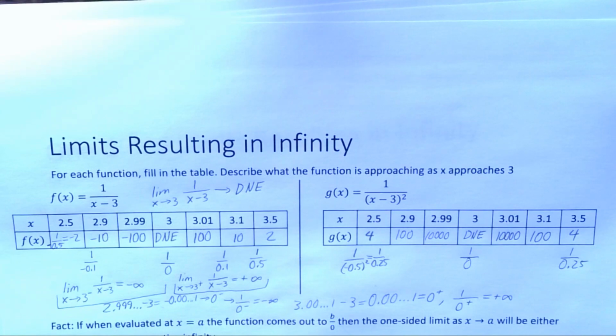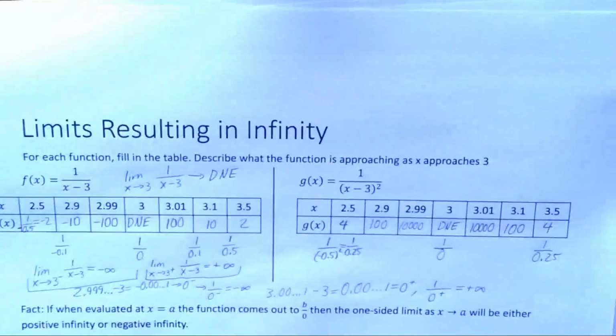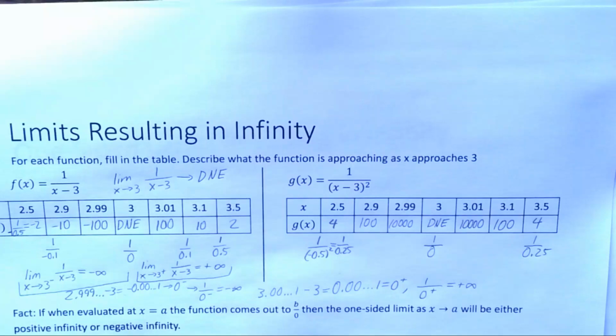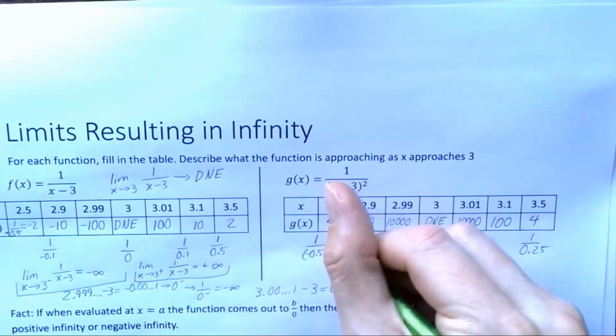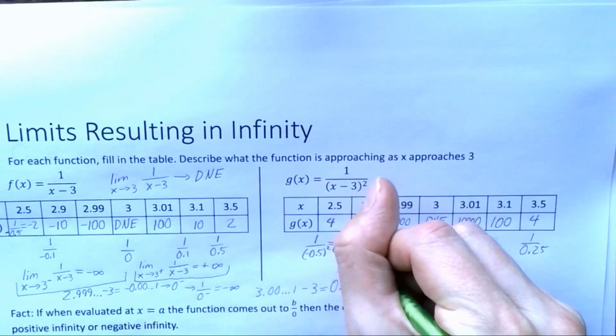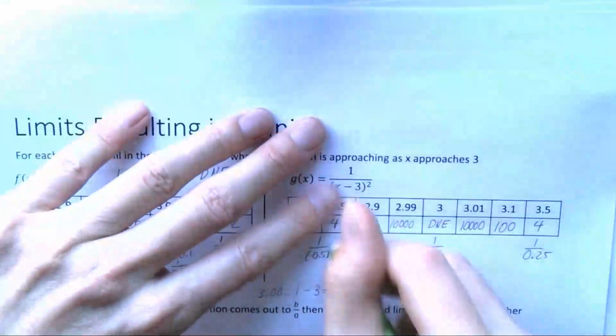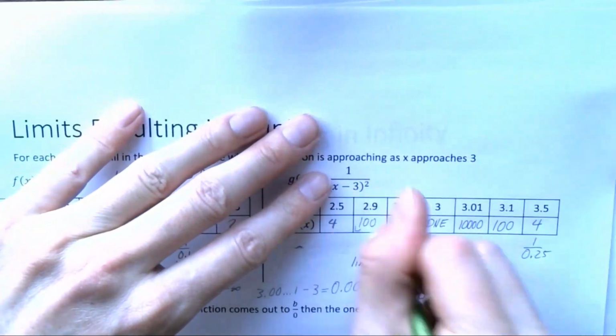Now, let's do a similar thing for g of x. So, for g of x, on the left, I'm going to erase some of this stuff to give myself some more room.